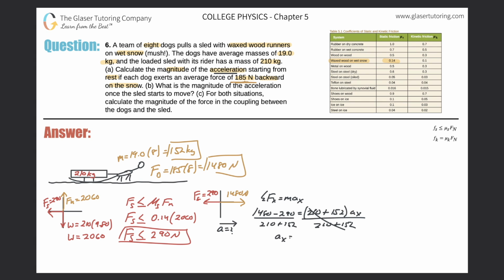The acceleration here is going to be 1480 minus 290. Take that answer and divide it by 210 plus 152. Careful with your parentheses. It looks like 3.3. All right, 3.3 meters per second squared. All right, that takes care of letter A.